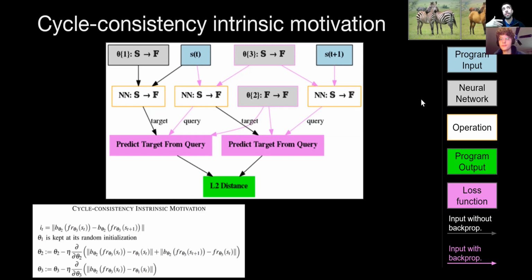This program essentially leverages a similar intuition, but in the case of curiosity. And the idea is similar. If you have a forward model and a backward model, if you apply the forward and the backward, you should end up in the same place. Let's look concretely at how this looks.